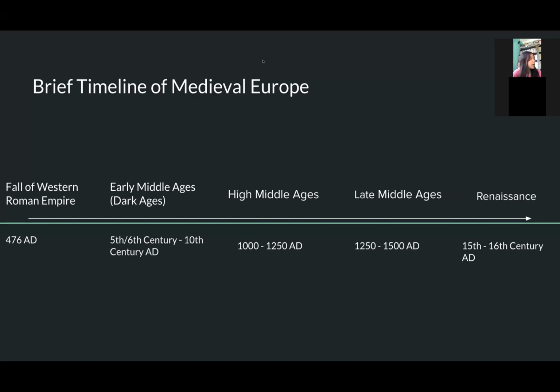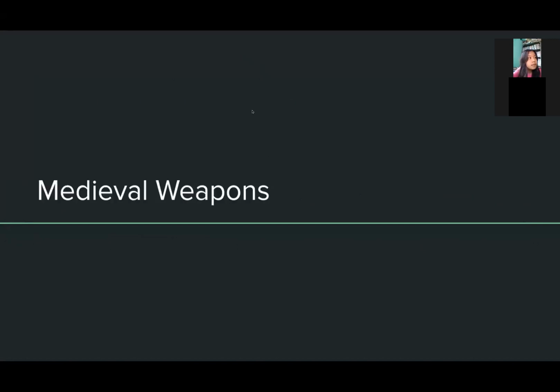Here's the brief timeline of Medieval Europe. Today we'll be covering the High Middle Ages from 1000 to 1250 AD. We might go a bit after that as well. The first topic is continuing from last week's knights, medieval weapons.